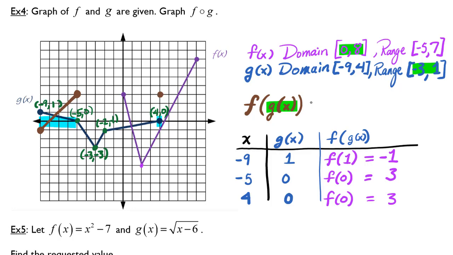So f of g of x's domain exists on the interval from -9 to -5, union 4. Because 4 can be a substitution into f of x, because we get a positive output. The rest of the values for g of x are negative range values. Therefore, we cannot substitute them into f of x.